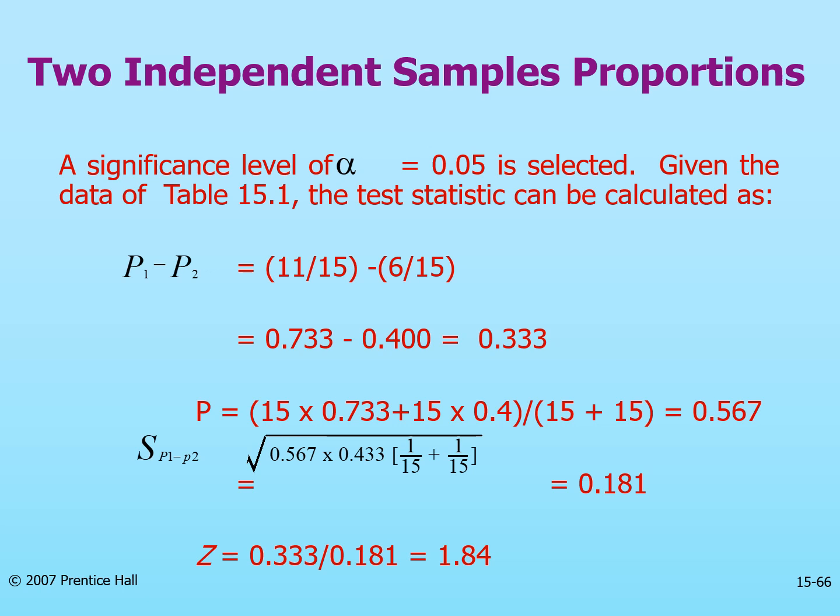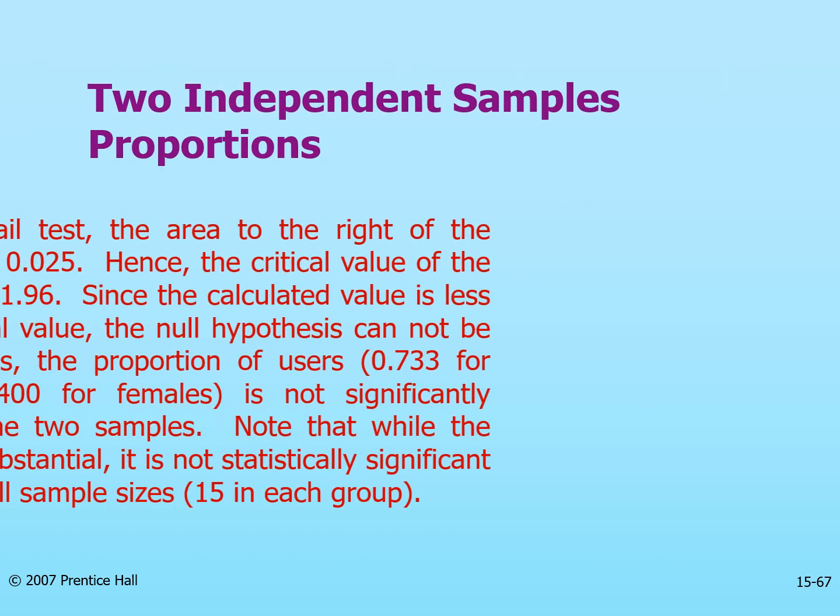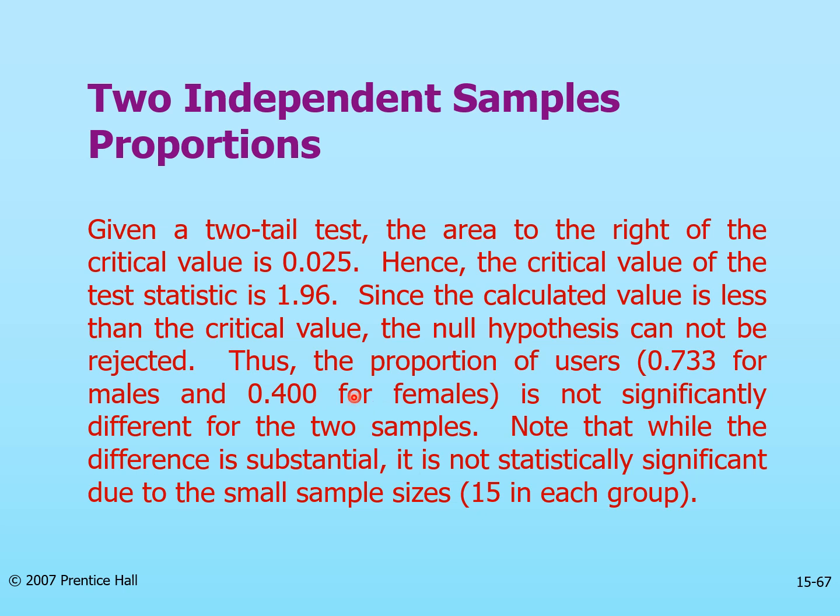So the standard error is calculated as 0.181. The Z value comes to 1.84, which is greater than 1.645, so the null hypothesis is rejected. Given the two-tailed test, the area to the right of the critical value is 0.025. Hence the critical value is 1.96. Since the calculated value is less than the critical value, the null hypothesis cannot be rejected. If I had taken a one-tailed test at 5%, then the critical value is 1.645.